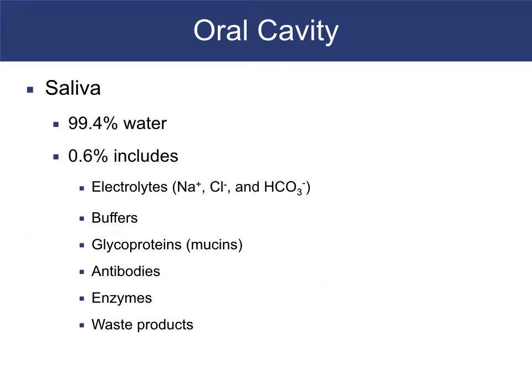What is saliva? Pure water, almost. 99.4% water. There's a little bit of electrolytes in it. There's a little bit of enzymes. The enzyme is mainly amylase. Amylase breaks down carbohydrates. And I think that's enough.